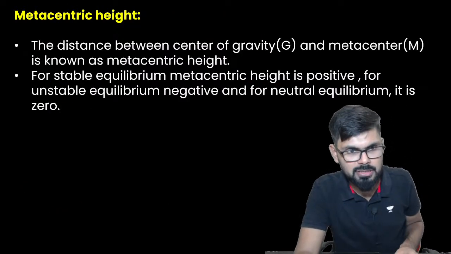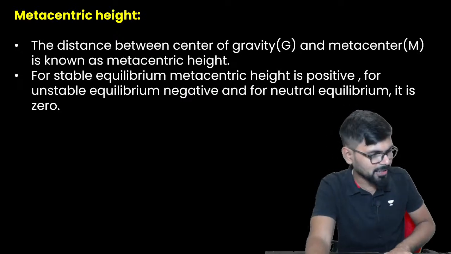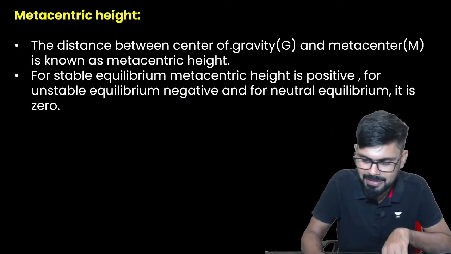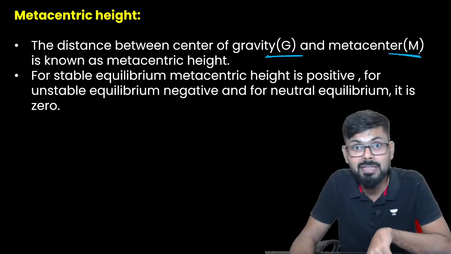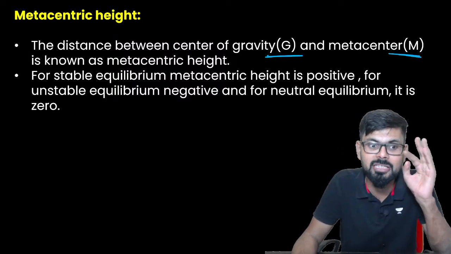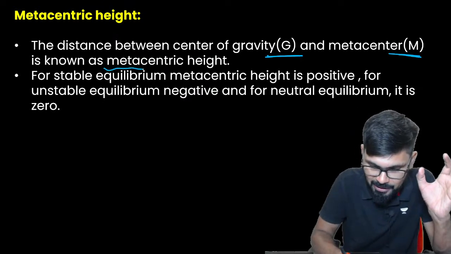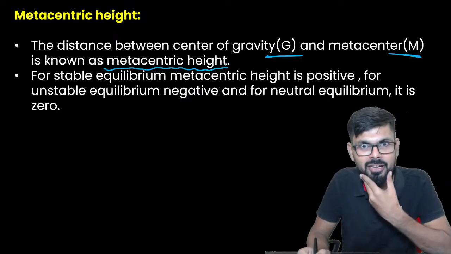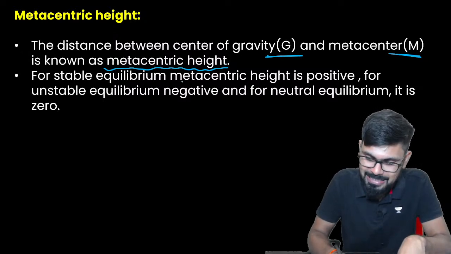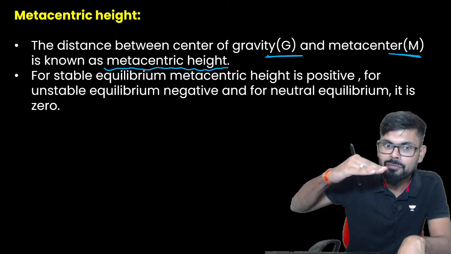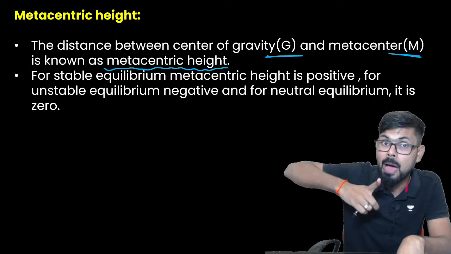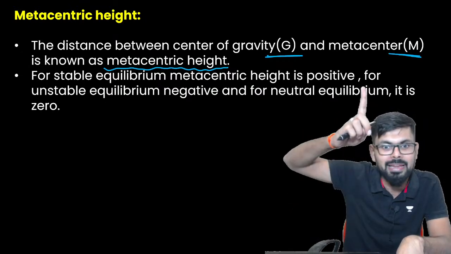Now, this is basically metacentric height. The distance between the center of gravity and the metacenter is known as metacentric height. For stable equilibrium, metacentric height is positive. Whenever we are measuring from G to M, the upward direction is positive.